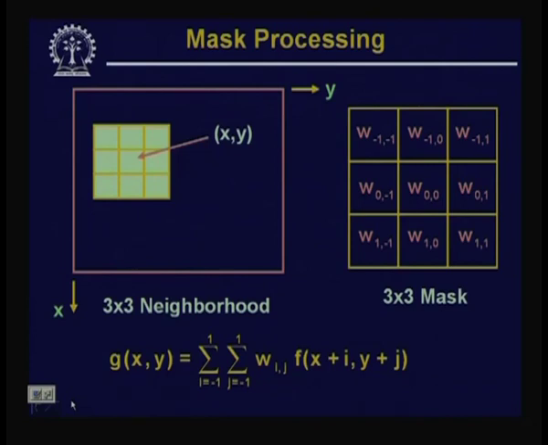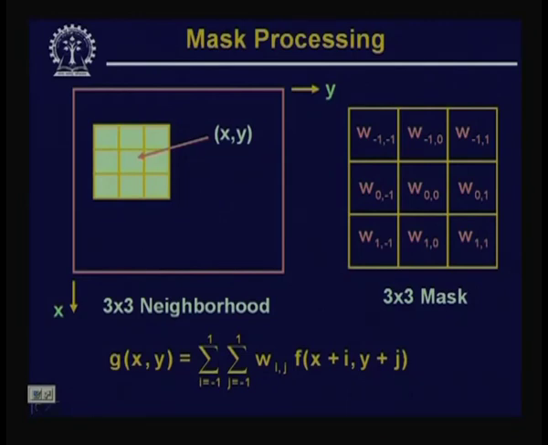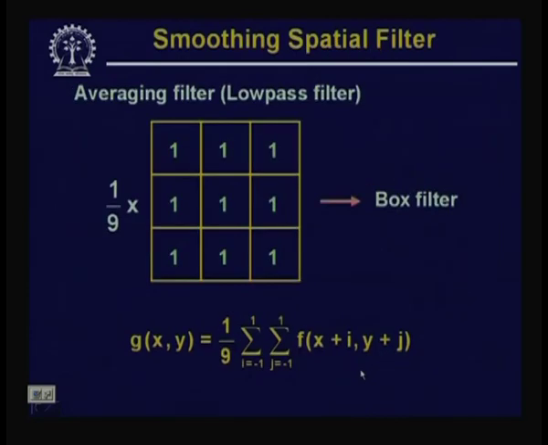Now, the first of the mask processing operations that we will consider is the image averaging or image smoothing operation. Image smoothing is a spatial filtering operation where the value at a particular location x y in the processed image is the average of all the pixel values in the neighborhood of x y. Because it is an average, this is also known as an averaging filter, and later on we will see that this averaging filter is nothing but a low pass filter.